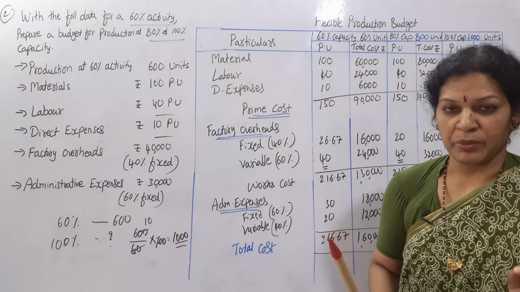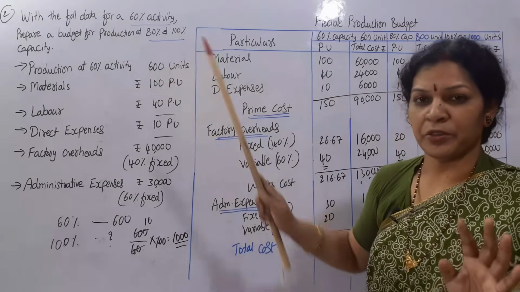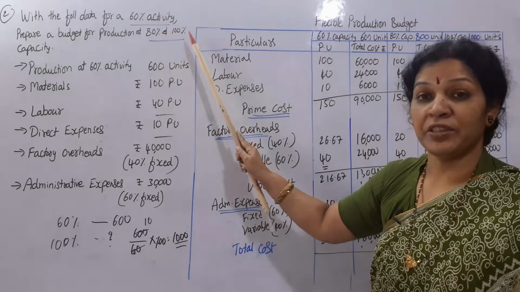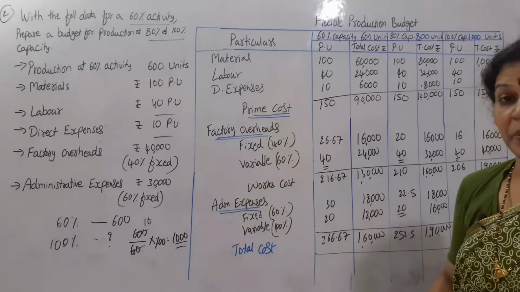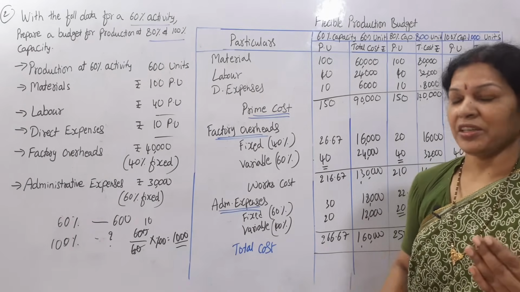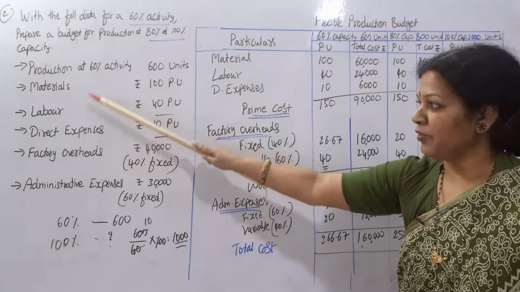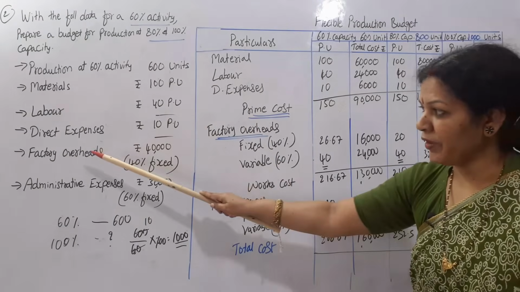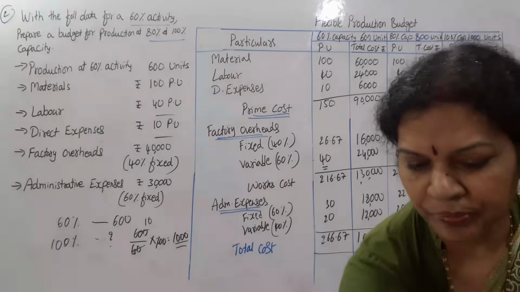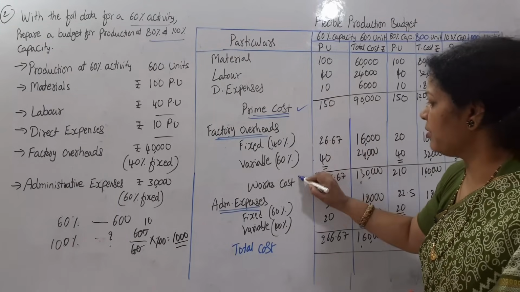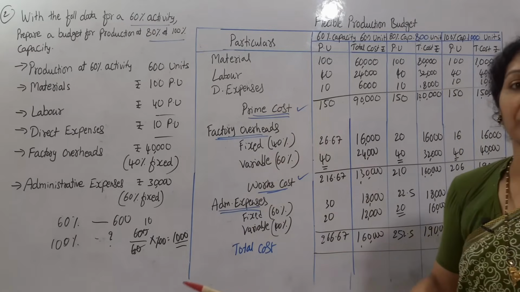Whenever they are asking for a flexible budget, please remember some percentage is given, like 60%, 600 units. You need to calculate for 80% and 100%. You know the pro forma. Whatever is given, you write as per the worksheet, the cost sheet. What is given to us? Material, labor, direct expenses. If we take these three, that's prime cost. If we add factory overheads, works cost. To works cost we add administrative expenses, and we get total cost.